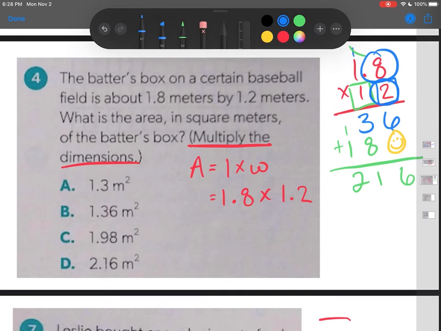But then we got to put our decimal back into our answer, right? We have 2 numbers to the right of our decimal, so it scoots over 1, 2. Ended with 2 16/100, which would be D. So D is our final answer.